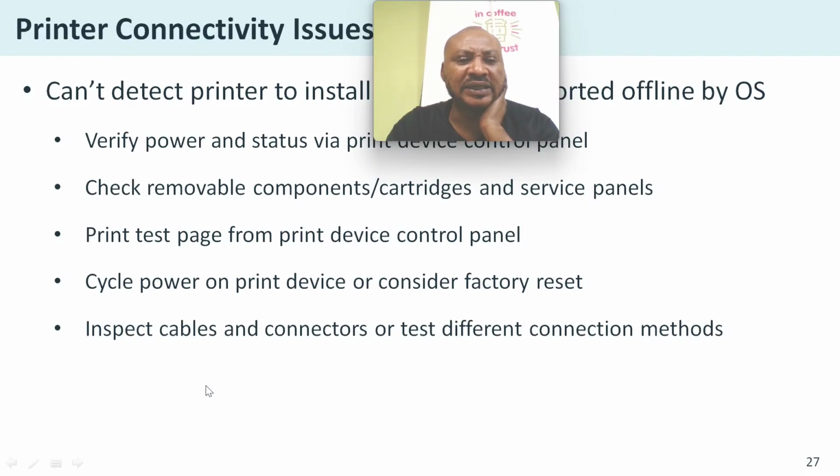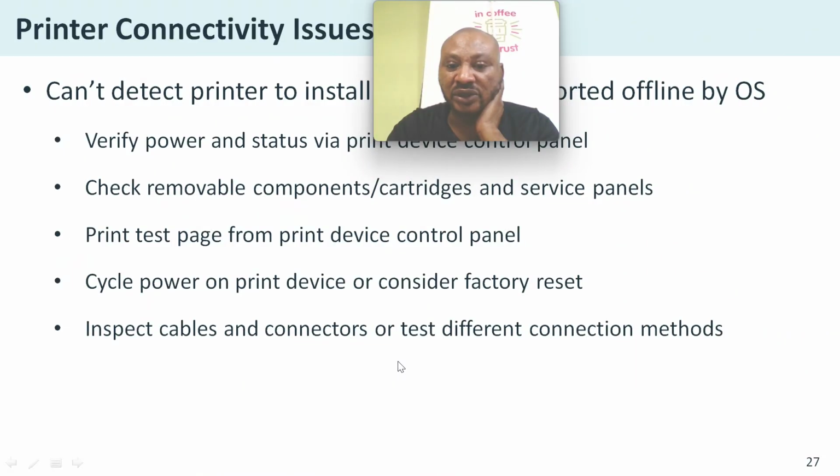Whatever, cycle power on the print device or consider a factory reset. Of course, a lot of times you have to reset the printer again, factory reset. If you've done everything and you see the cable is connected and everything is fine, you can do a factory reset. Factory reset means that you just uninstall the printer, unplug it, and probably install everything again from the beginning.